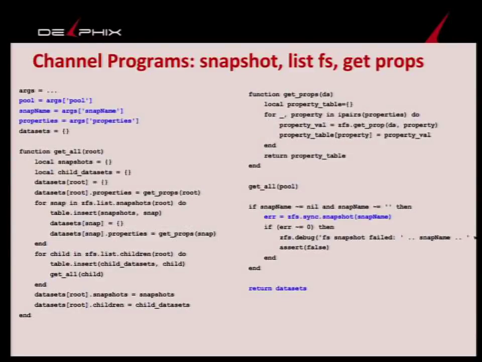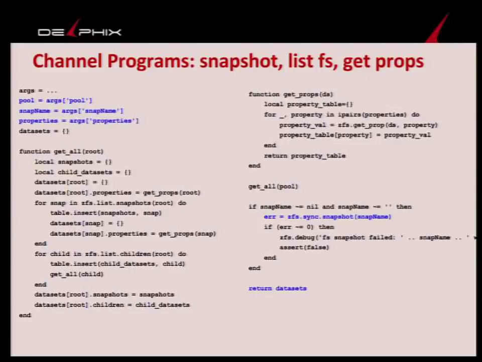So we implemented channel programs. And with channel programs, we can iterate over all the list of snapshots, we can get all the properties, and we can create this new snapshot all at the same time. I think I omitted some of the error handling here, but this is basically a complete channel program that does all that stuff.